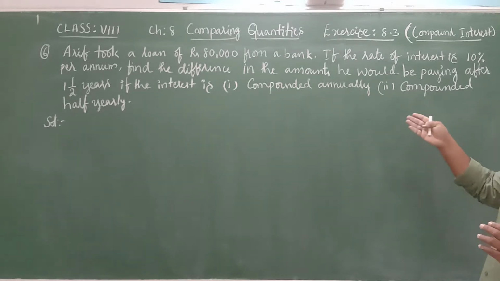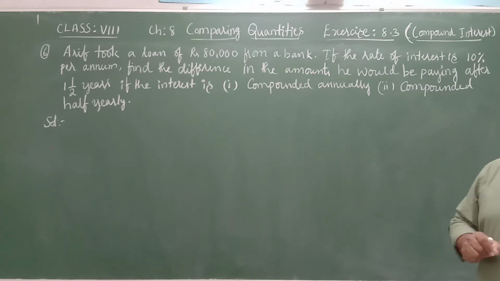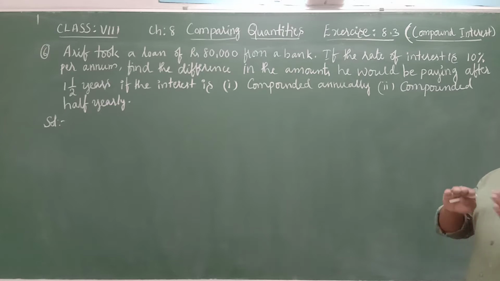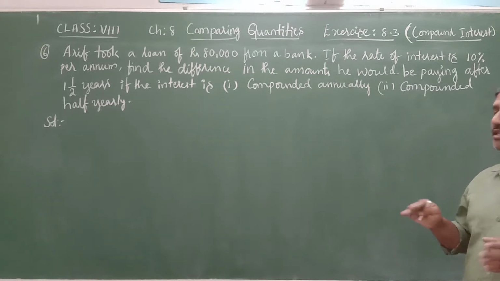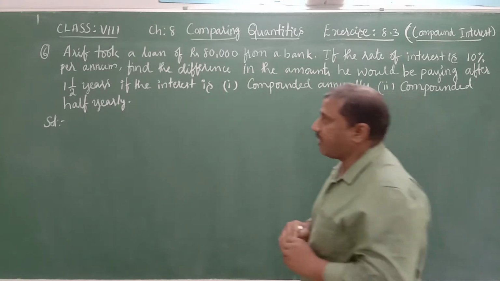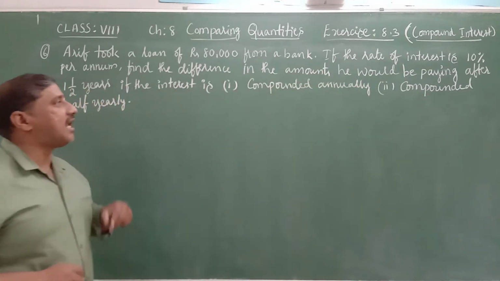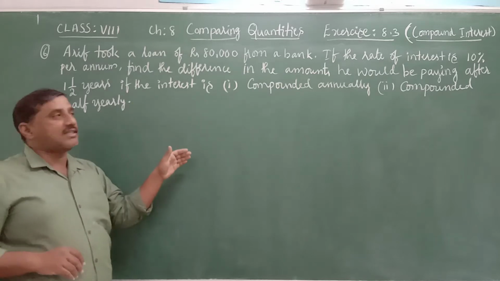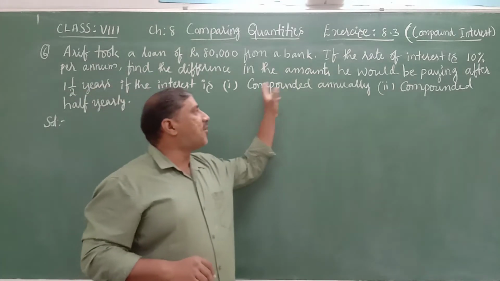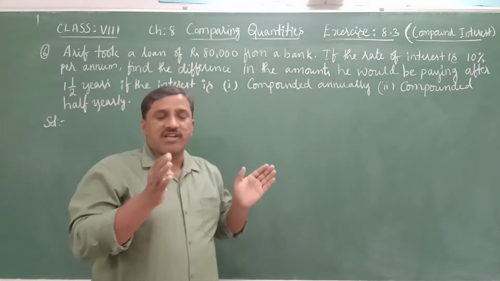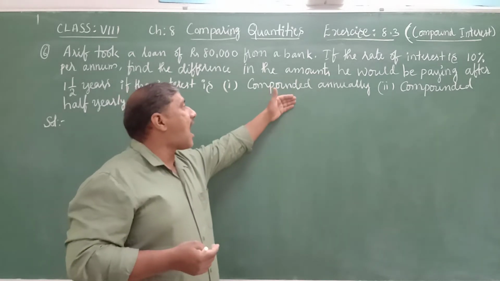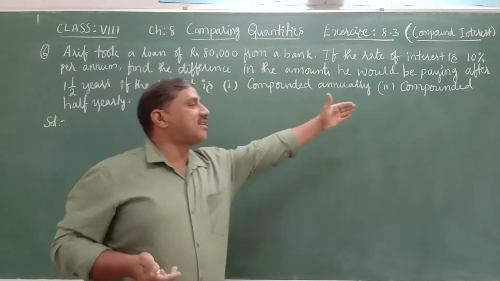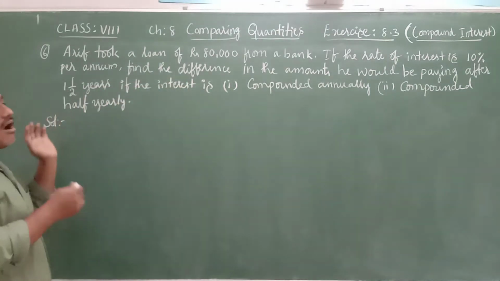What is the period? He would be paying after 1 by 2 years, so the time period is 1½ years, that is 1.5 years. After 1.5 years, how much amount will he pay if the interest is compounded annually, that is, calculated year-wise? Similarly, if the interest is compounded half yearly.